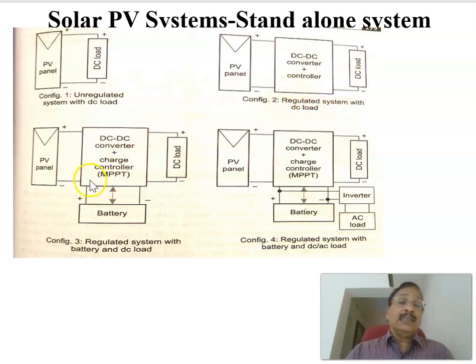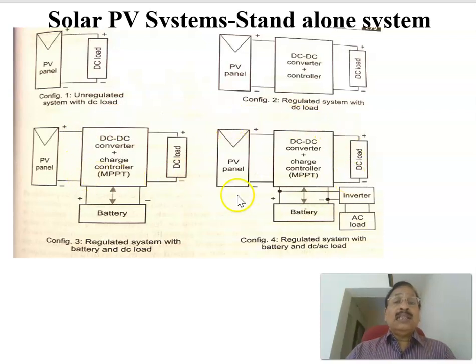The third case is that, in order to increase reliability, we are adding one more source, a battery. So there are 2 sources, the battery and the PV panel. Again, as before, there's a DC to DC converter plus a maximum power point tracking controller, and that output is given to a DC load. Therefore, this is a regulated PV system with a battery and DC load.